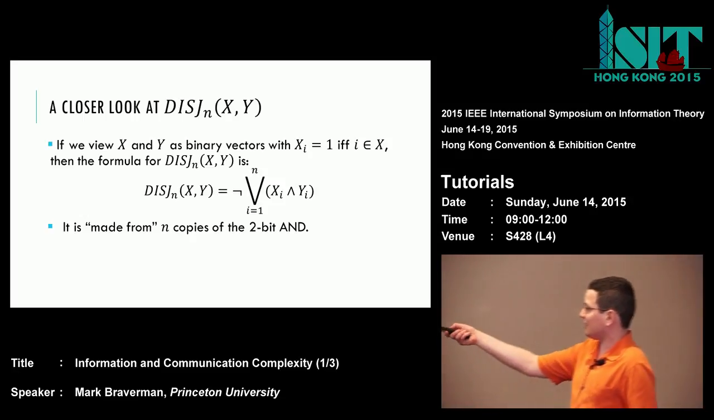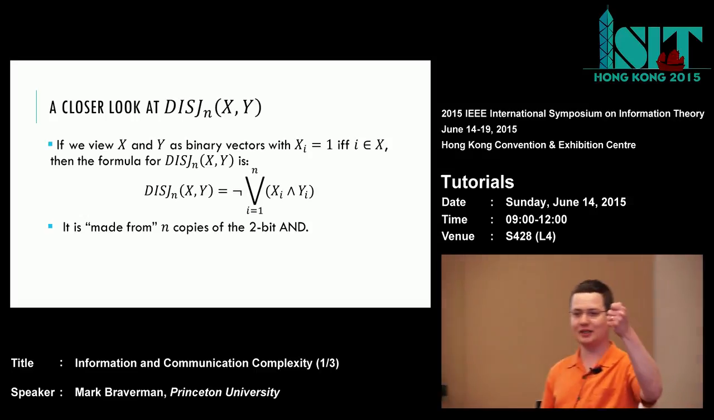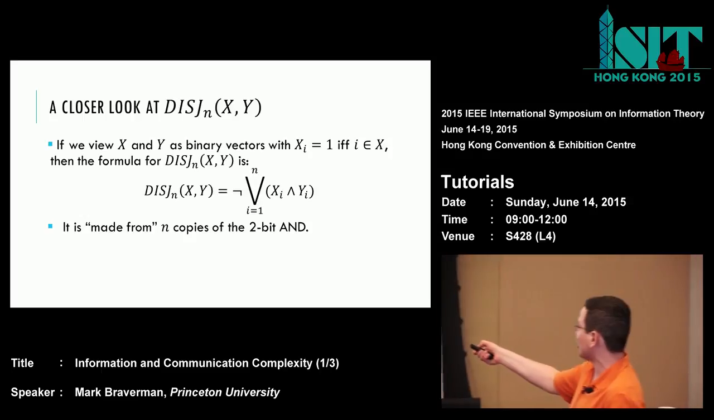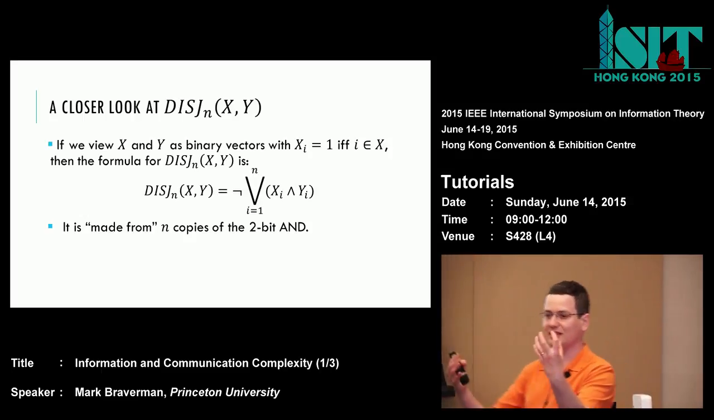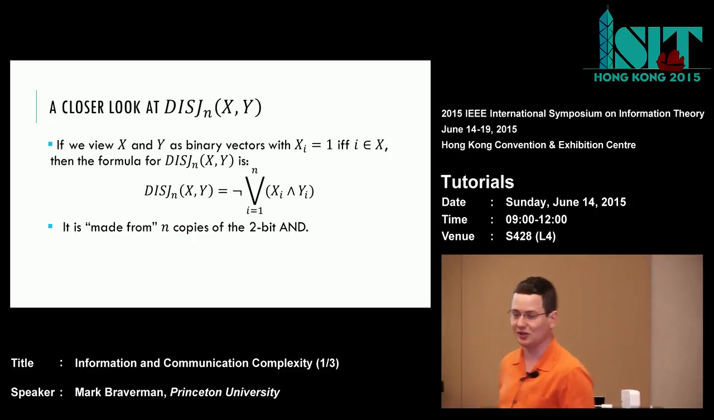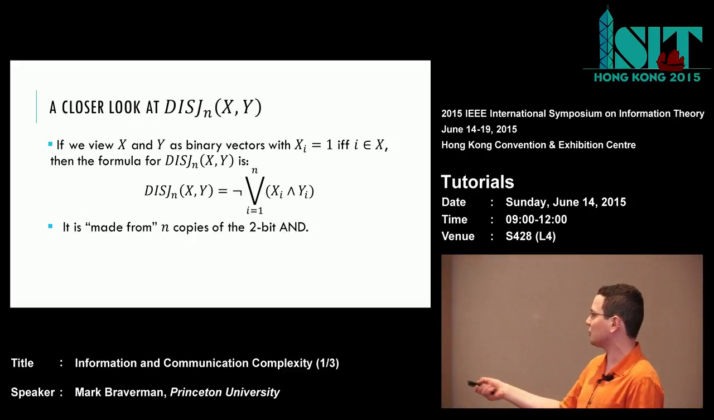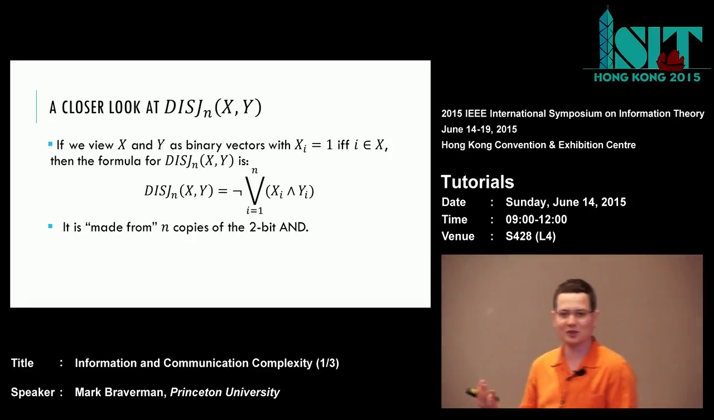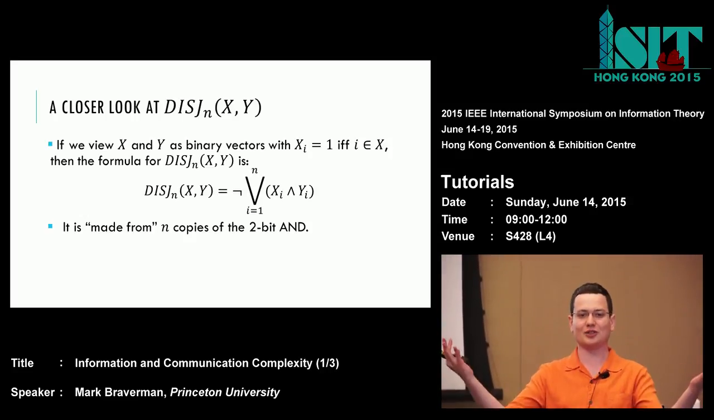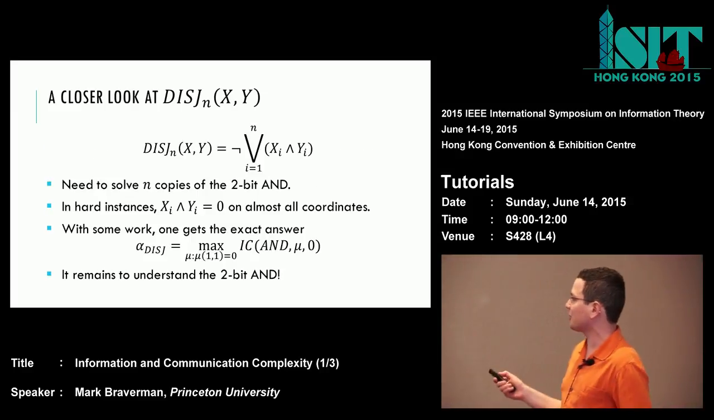So instead of looking at x and y as sets, let's represent them as vectors. So x_i is 1 if i is in the set, and x_i is 0 if i is not in the set. So the sets are not disjoint if there is an entry where x_i and y_i are both 1. That means that i is in both sets, so they're not disjoint. So disjointness is just an OR of n ANDs. It's made from n copies of the 2-bit AND. And why is this good news? Because information complexity is about understanding communication of many copies of a problem.